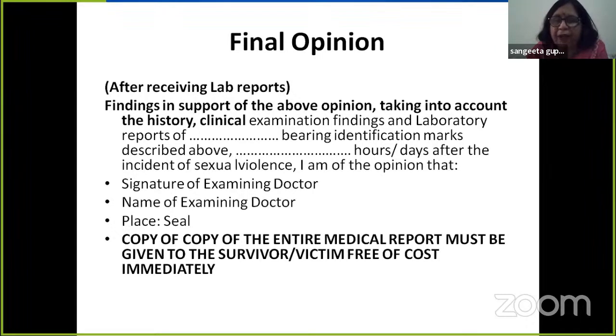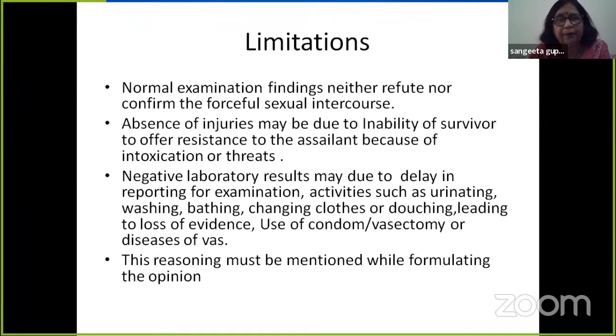So we can give the final opinion, and before going as a witness to the court, we should have all the documents, all the opinion and all the lab results with us so that we can prove our point there. But there are still limitations: normal examination findings neither refute nor confirm forceful sexual intercourse.